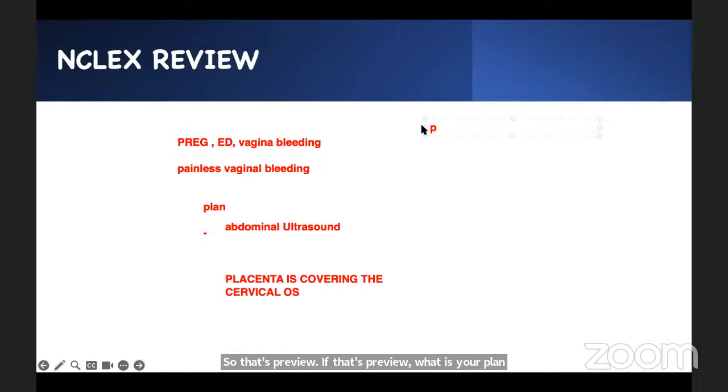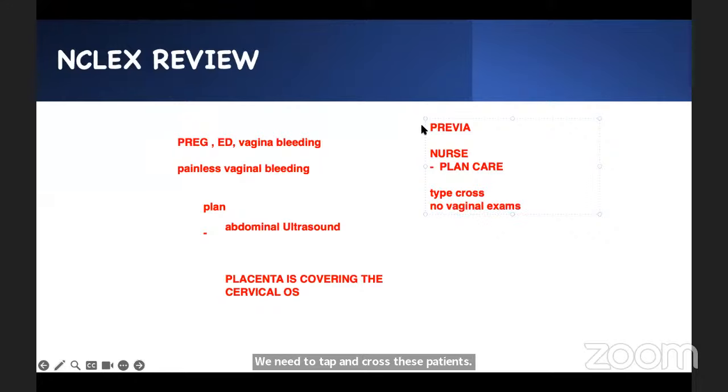Plan. You say placenta previa. So you, the nurse, what are you going to do? Plan of care. I will start. We need to type and cross these patients. No vaginal exams. We check their pads. So we've got to do that. Check their pads, no vaginal exams, and monitor their vitals, right?